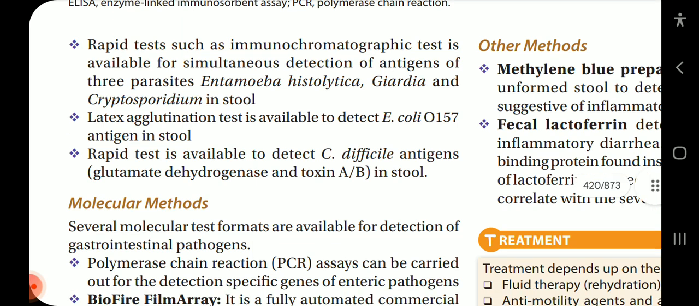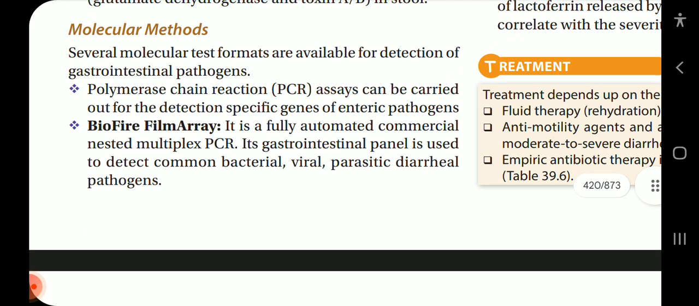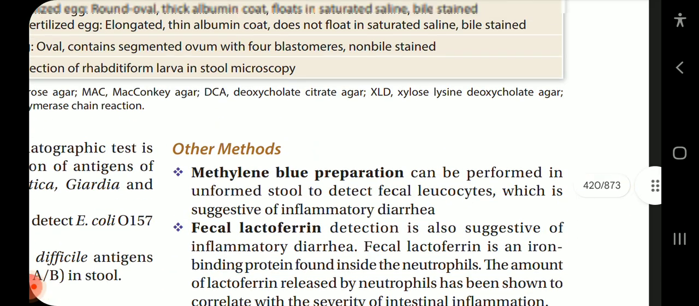Molecular methods. Several molecular method test formats are available for the detection of gastrointestinal pathogens. Polymerase chain reaction, PCR, assays can be carried out for the detection of specific genes of enteric pathogens. BioFire FilmArray is a fully automated commercial nested multiplex PCR. Its gastrointestinal panel is used to detect common bacterial, viral, parasitic, and diarrheal pathogens.